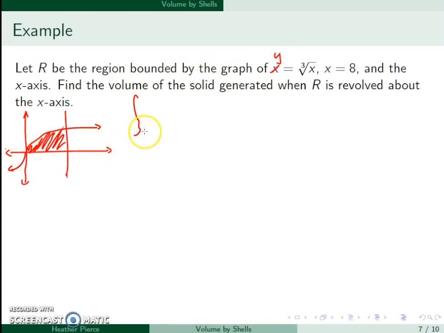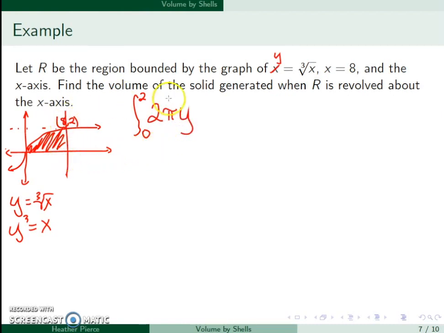So first I need to know my boundary points. 0, and this one right here is going to be 2, since we know x is equal to 8. And we can easily find the cube root of 8. We do need these functions in terms of y, so I'm going to cube both sides and get y cubed equal to x.